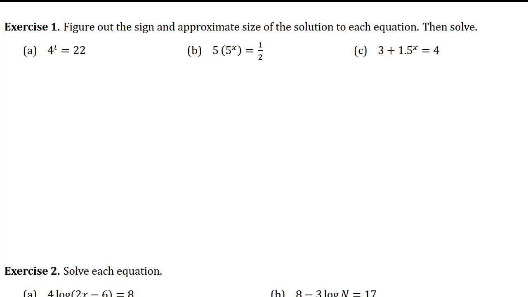And it should be positive because 4 to a positive number will be bigger than 1. Well, let's think. 4 to the power 0 is 1. 4 to the power 1 is 4. 4 to the power 2 is 16. And 4 to the power 3 is 64. So 22 is a little bit bigger than 16, but much less than 64. So it's going to be somewhere between 2 and 3. Something like 2.2.